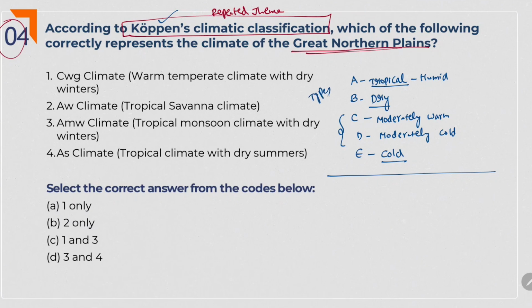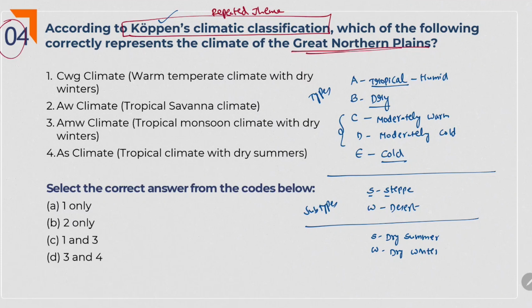These are types, major types. Now we will see subtypes. Capital S, it is steppe climate, S goes with steppe. And W goes with desert. And next, small s goes with dry summer area. And small w, dry winter. M is monsoon, M for monsoon.